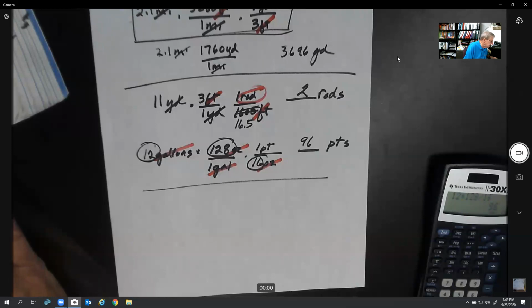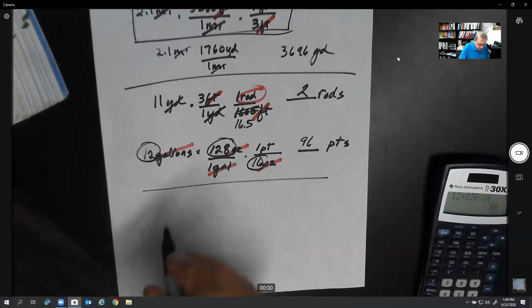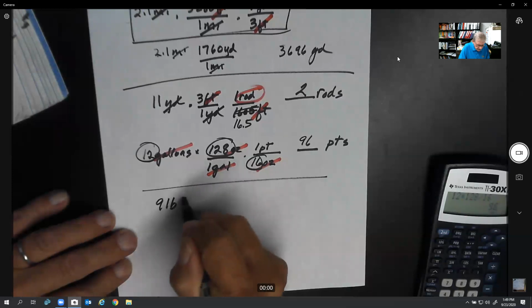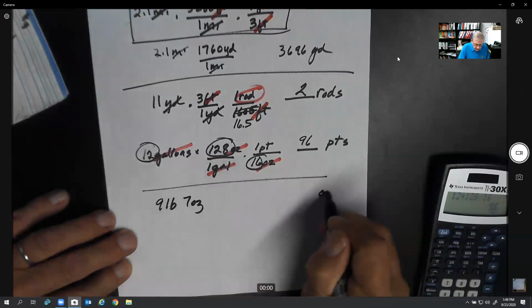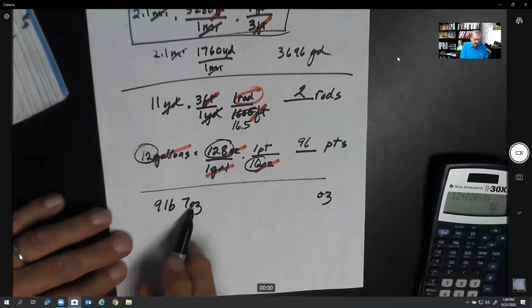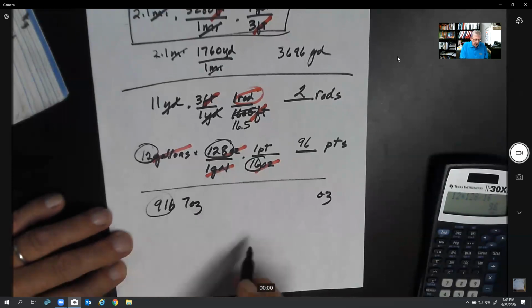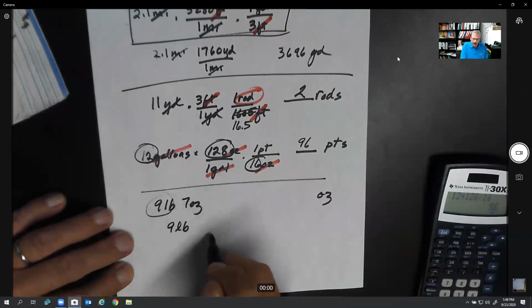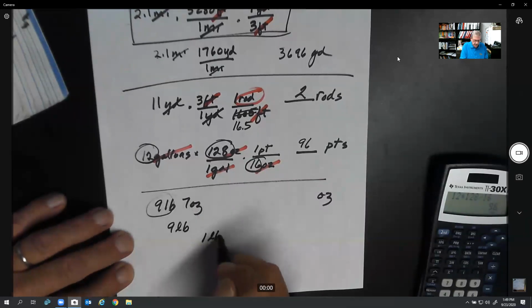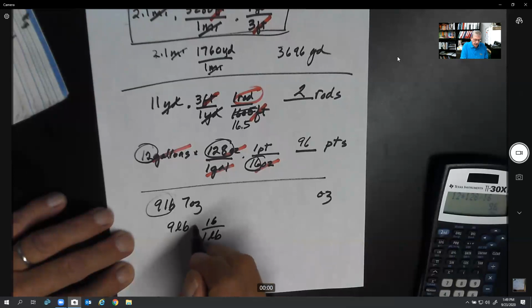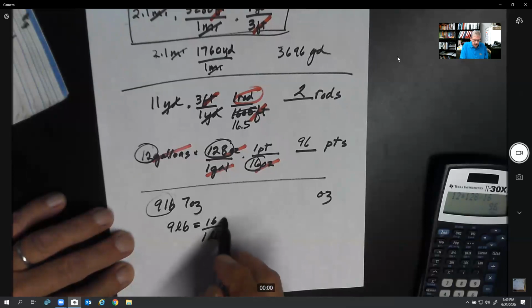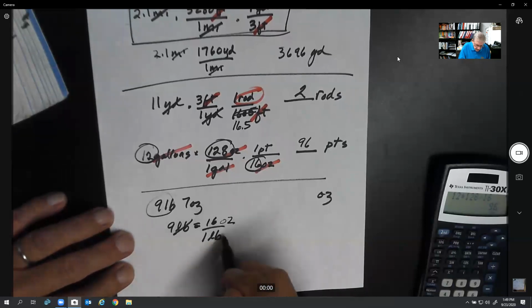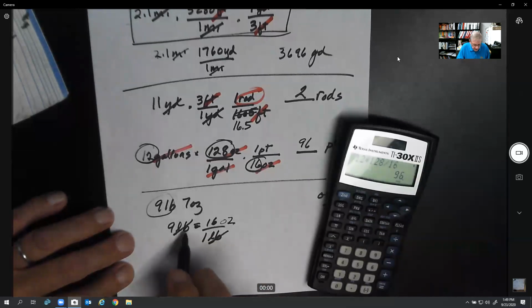Let's try another one. This one looks a little confusing. 9 pounds, 7 ounces to ounces. Well, let's not worry about the 7 ounces. Let's worry about the 9 pounds. We want to change 9 pounds to ounces. 1 pound is 16 ounces, isn't it? So that would convert that over. 1 pound, 16 ounces. Let's put the OZ. Pounds cancel out pounds.